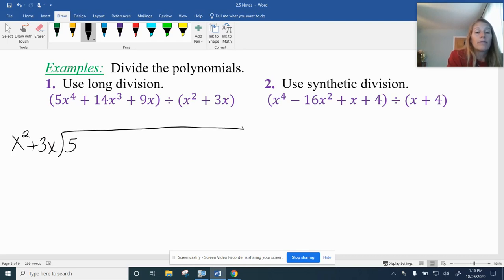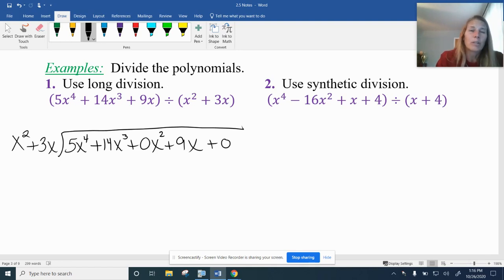My dividend is 5x to the 4th plus 14x cubed plus 0x squared, which I'm putting in, and plus the 9x. Now it's up to you if you want to put a 0 at the end for the constant that's not there, but it's really not necessary. So 5x to the 4th, we want to see how many times can that x squared go into 5x to the 4th, and it would need to be multiplied by 5x squared.